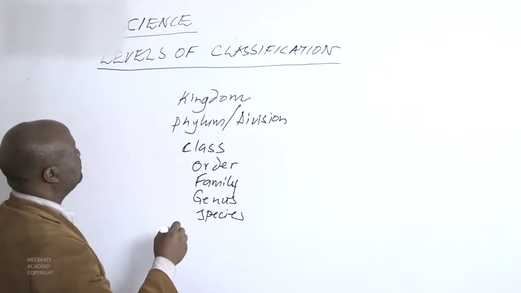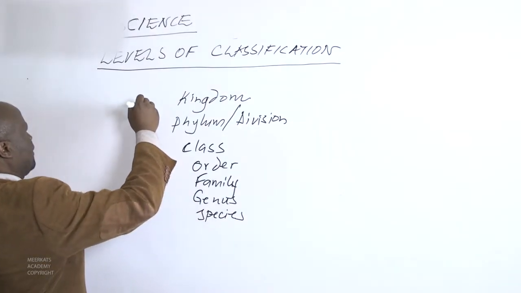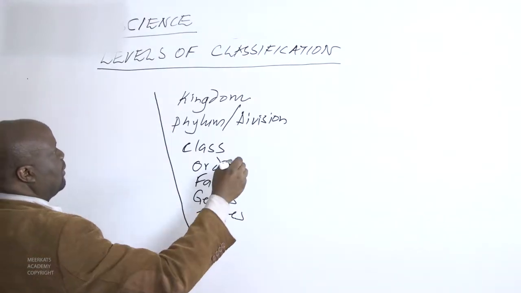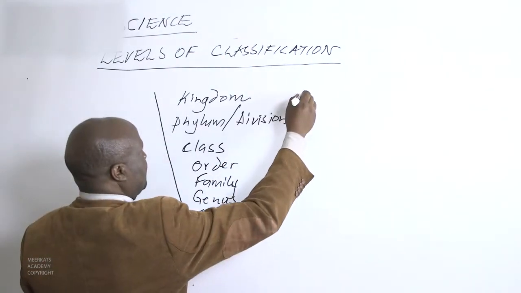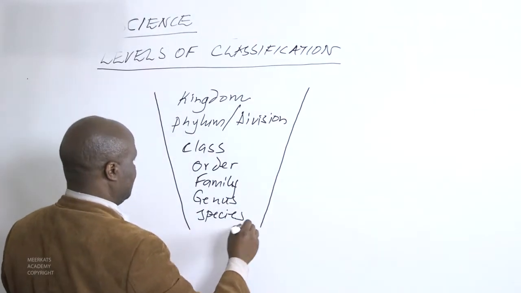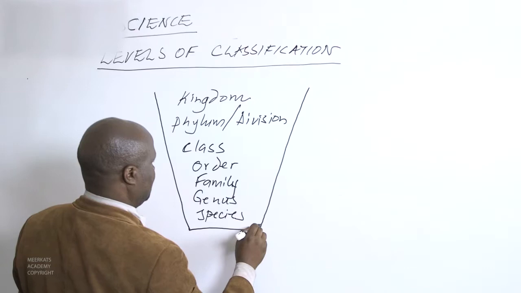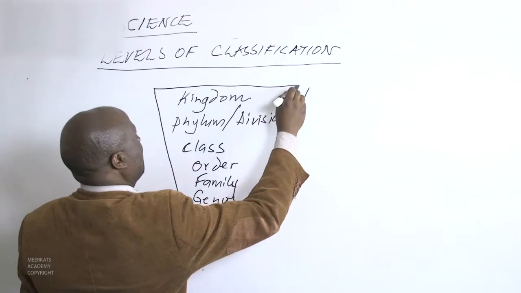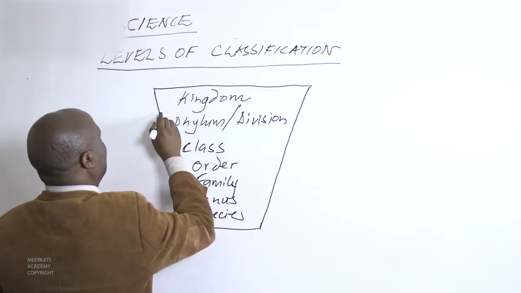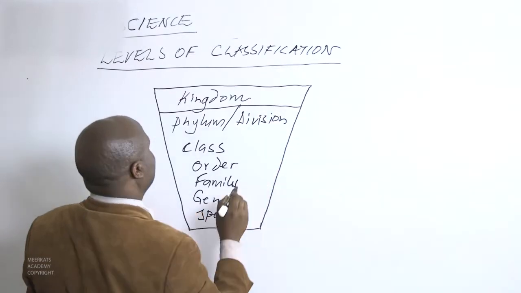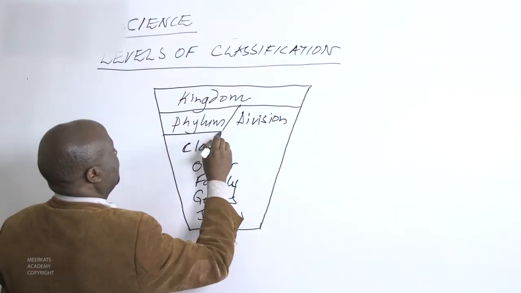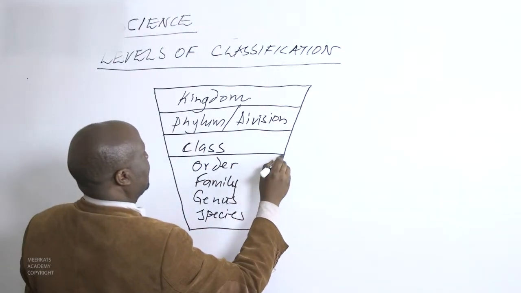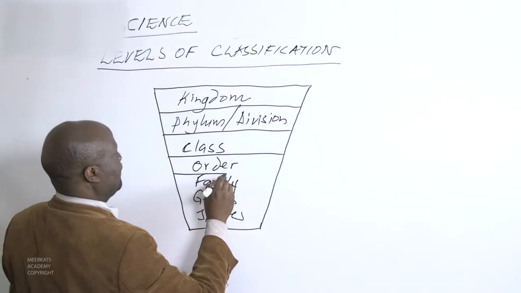Now, to have a structural representation of what this is, we can have such a structure that will show the levels of classification. We'd say the first level is the kingdom, which is the highest, followed by division or phylum. Then the order will follow.